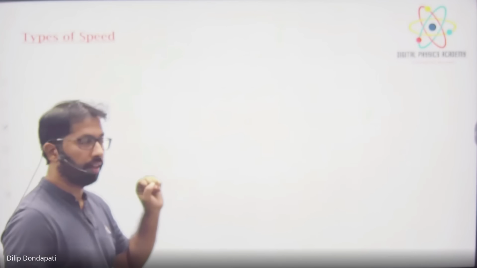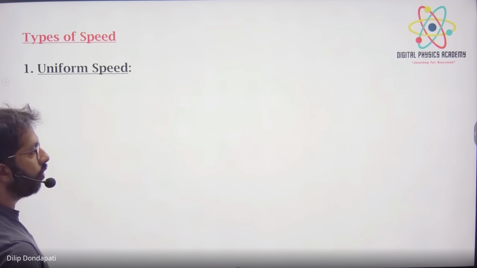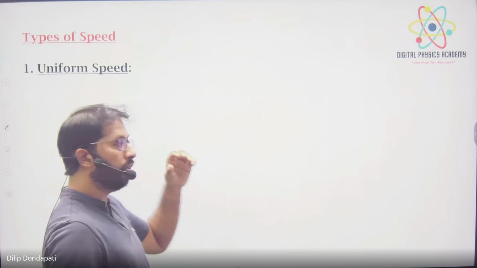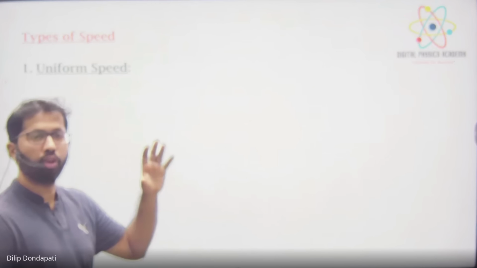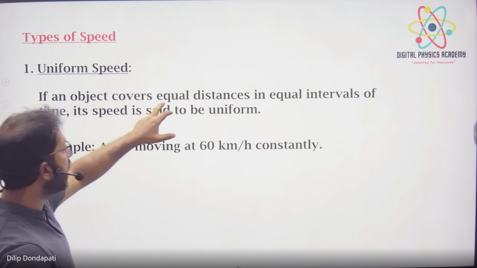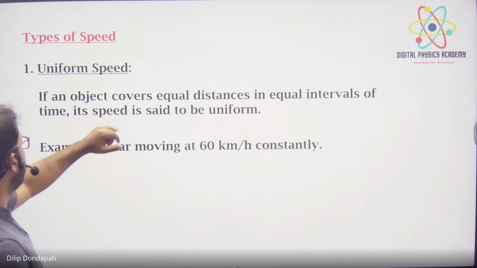Now we have different types of speed. Just some little theory. One is uniform speed. What is the meaning of uniform speed? It won't vary, it will maintain the same speed throughout the journey. It covers equal distance in equal intervals of time.